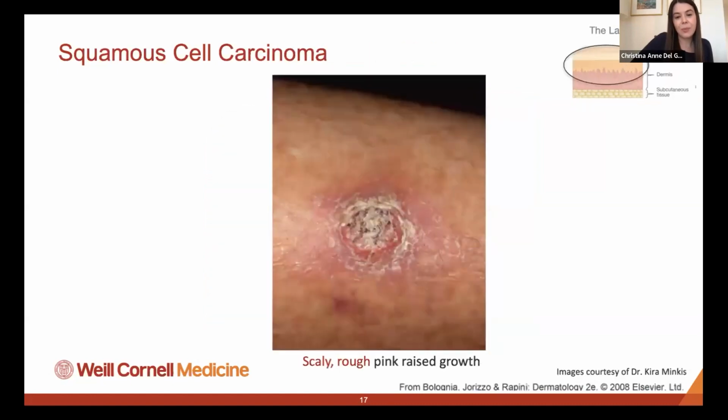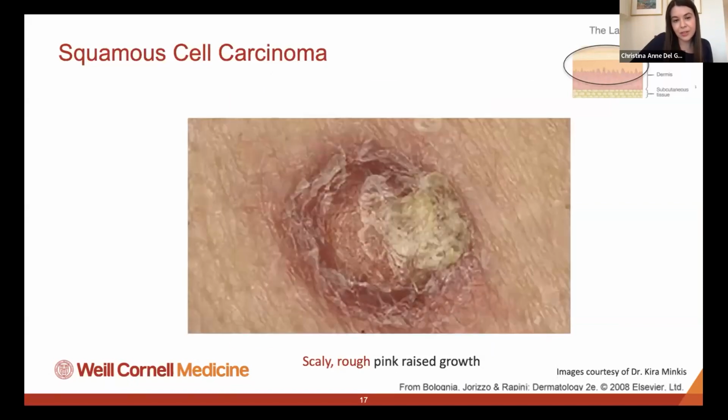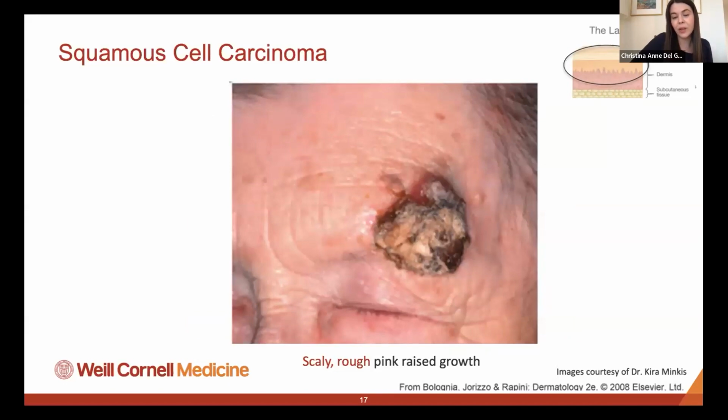And then when we get to invasive squamous cells, meaning involving both layers, the epidermis and the dermis, they tend to be a bit more raised, have a little more substance to them, and they can be scaly, rough, pink raised growths. Here's another example. And they can grow quite large and develop thick crust.